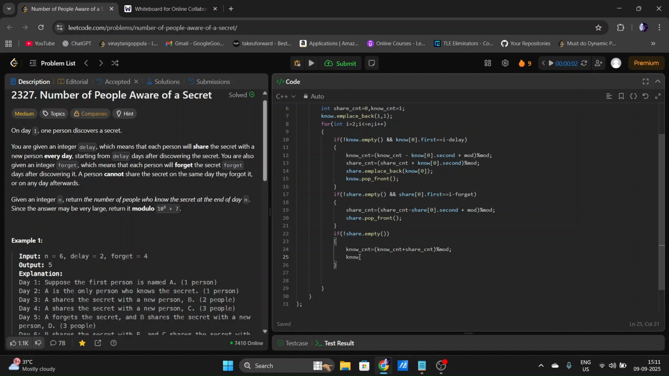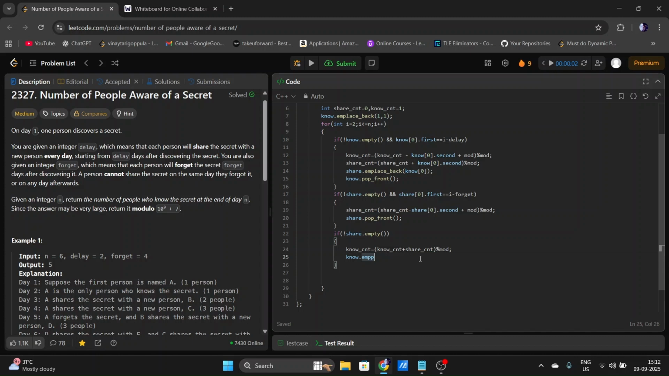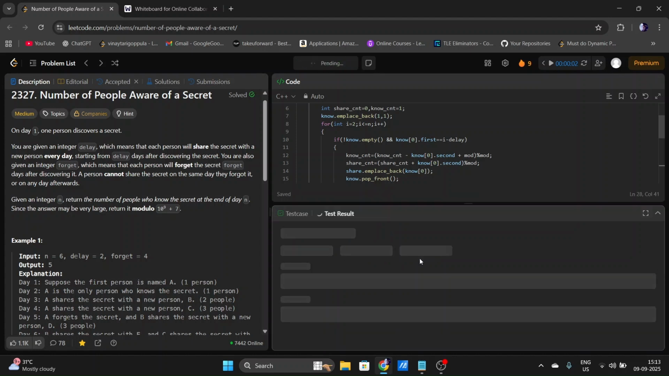After this, we have to push in. After that, we will emplace it back, like I comma, no count. After this happens, we'll simply return no count plus share count, person mod. That's it.